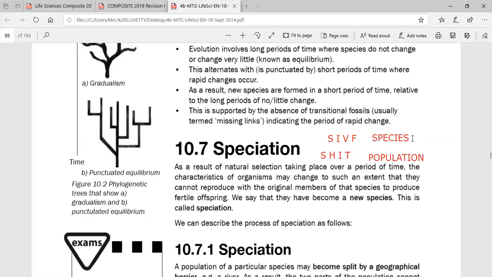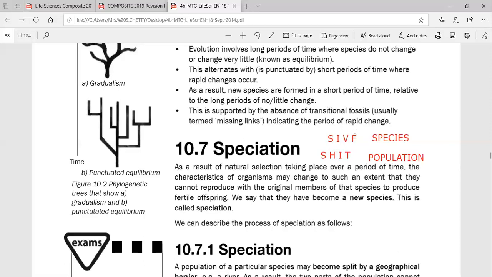How do they become different species? Because natural selection would occur. As a result of natural selection, changes would occur, and you would find that they cannot reproduce with the original members of the species to produce fertile offspring. So if they cannot produce fertile offspring, they are two different species. We say they have become a new species, and the process by which a new species is formed is called speciation. So if we've got all of that, you can replay this and remember these mnemonics.